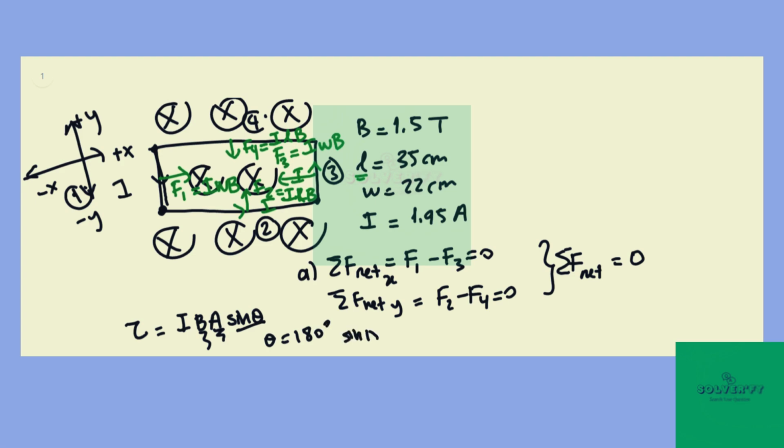And sine of 180 has to give you 0, making the entire torque 0. So this is the answer to part A. In part B, this portion is a tiny bit more complicated. Now the loop is rotated 30 degrees around an axis. The axis is a vertical axis through the loop.